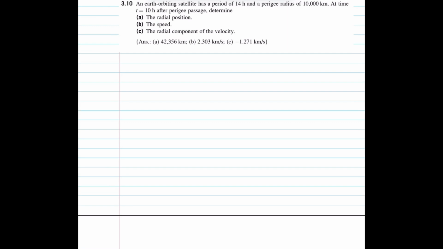We have an Earth orbiting satellite which has a period of 14 hours and a perigee radius of 10,000 kilometers. At time t equals 10 hours after perigee passage, determine the radial position, the speed, and the radial component of the velocity. So right now I wrote out the time in seconds, and mu is this for Earth.